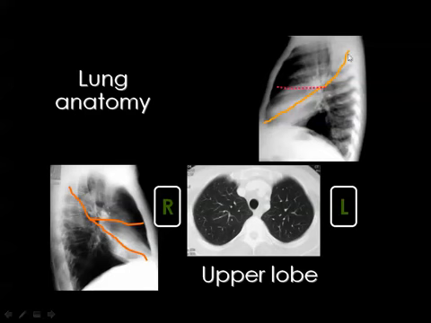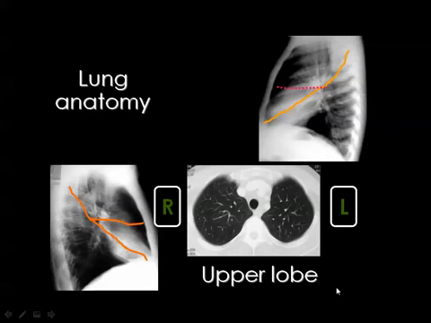On the left side we have the major fissure, and we can imagine a fissure at this dotted line in order to separate the lingula from the rest of the upper lobe. Actually, you know that the lingula is a part of the upper lobe, as you all know.